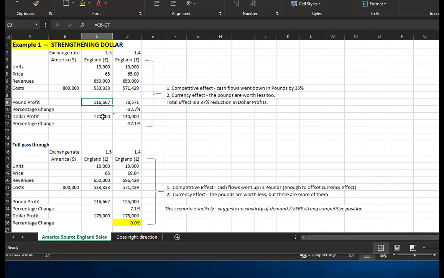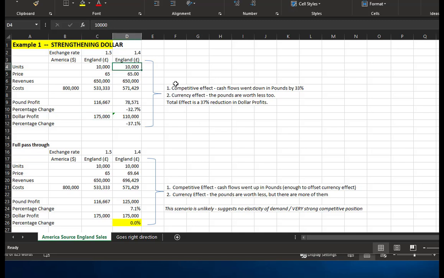And then in terms of dollars, if we convert those back to dollars after we do all our business over in England, we've got $175,000 in profits. So that's the baseline. Now we're going to see what would happen if the exchange rate changed and our costs in pound terms go up.